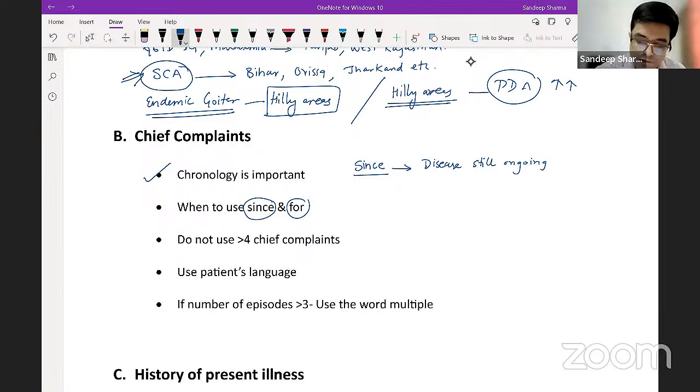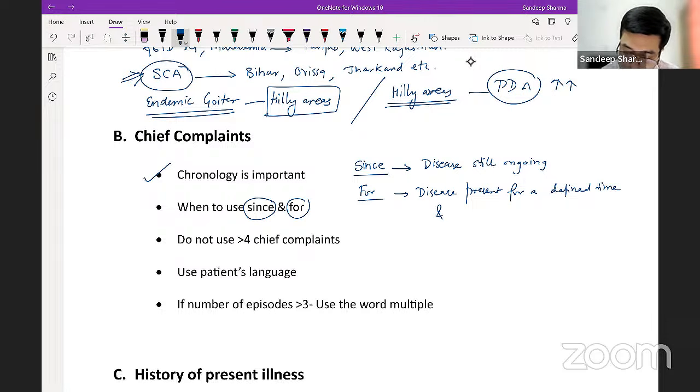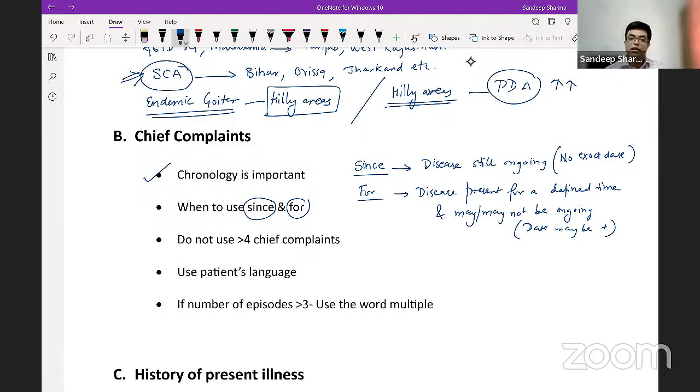On the other hand, the word for is used where the disease was present for a defined time, and it may or may not be ongoing. In case of since, no exact date is available. Here, some exact date may be present. Let me give you an example. It will be easier for you to understand.